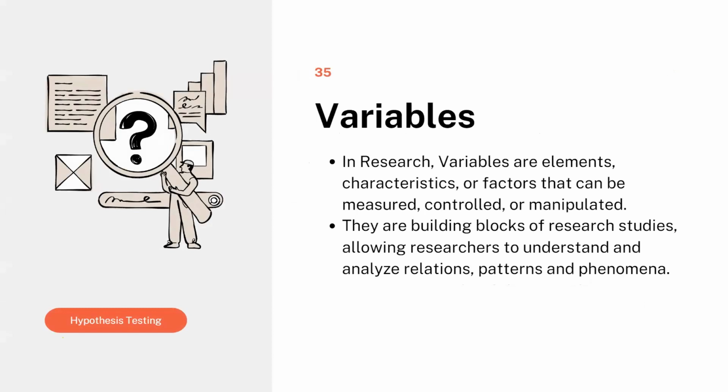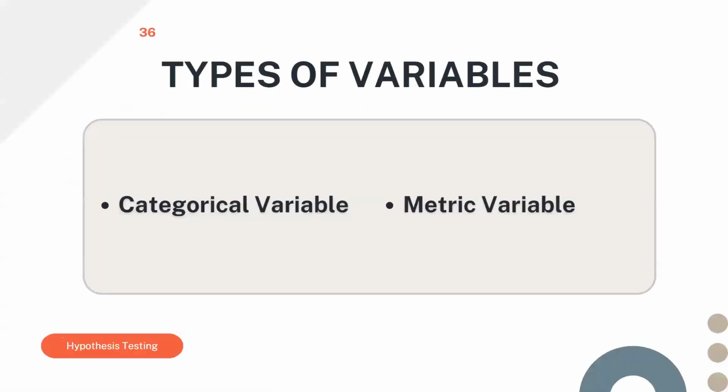So in research, as we already saw, variables are elements, characteristics, or factors that can be measured, controlled, or manipulated for the research results. Let's see the types of variables. Variables can be divided into two main types: the categorical variable and the metric variable.